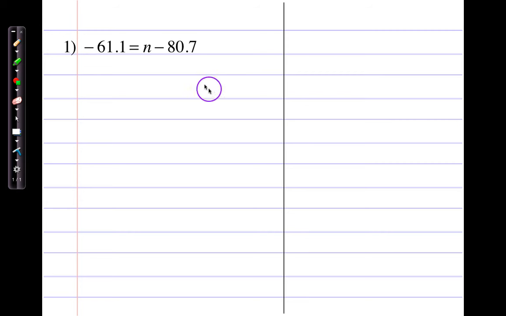First, what we're going to do is try to isolate our variable. So what I'm going to do here is add 80 and 7/10 to both sides. Here, if I have negative 61 and 1/10 plus 80 and 7/10, I have more positives. How many more positives do I have than negatives? Let's find the difference between these two.